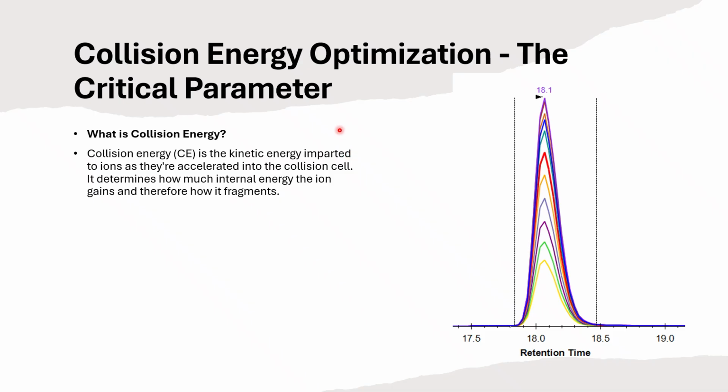It can come from water, ammonia or carbon dioxide loss. Now coming to your collision energy optimization. This is perhaps the most important and most misunderstood parameter in MSMS. So let's understand what collision energy is. Collision energy is the kinetic energy imparted to ions as they are accelerated into the collision cell. It determines how much internal energy the ion gains and therefore how it fragments.